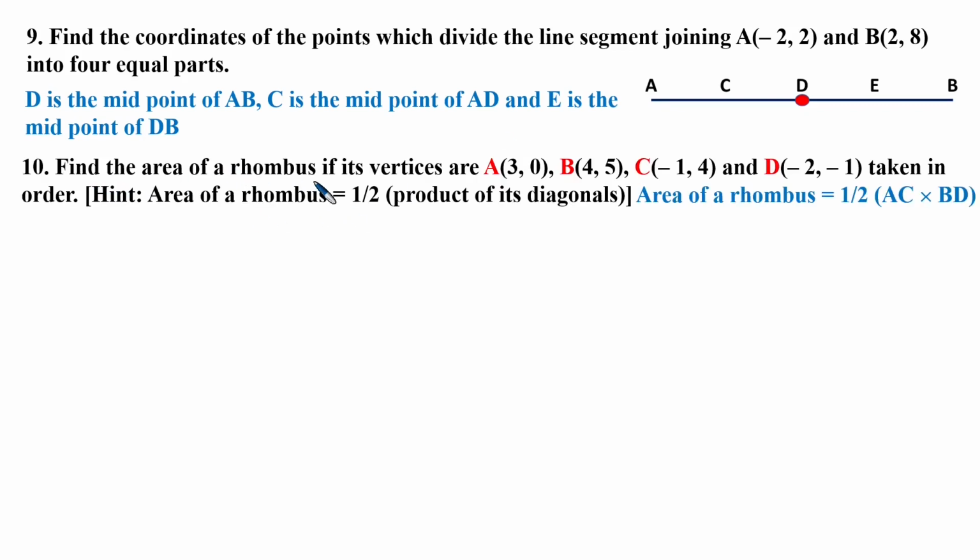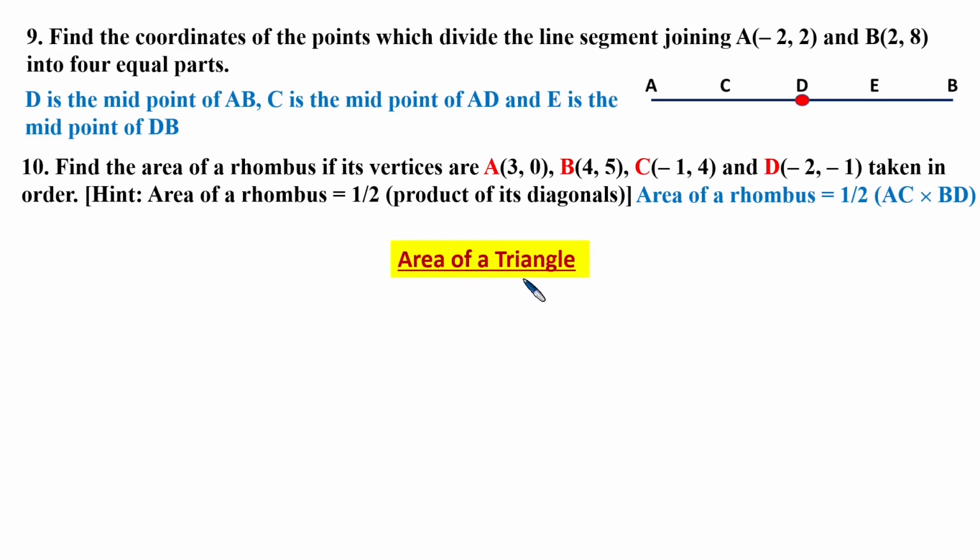Find the area of a rhombus if its vertices are A, B, C, D. This is given, taken in order, of course, in some cyclic order. So this is also very easy to find. The area of a rhombus is half the product of its diagonals. So area of rhombus is half times AC times BD. So you find the length of AC and the length of BD, or the distance between these two points. So half of AC into BD is the area of the rhombus. You just substitute here, you will get the answer, and check it in the book, in the solution section.